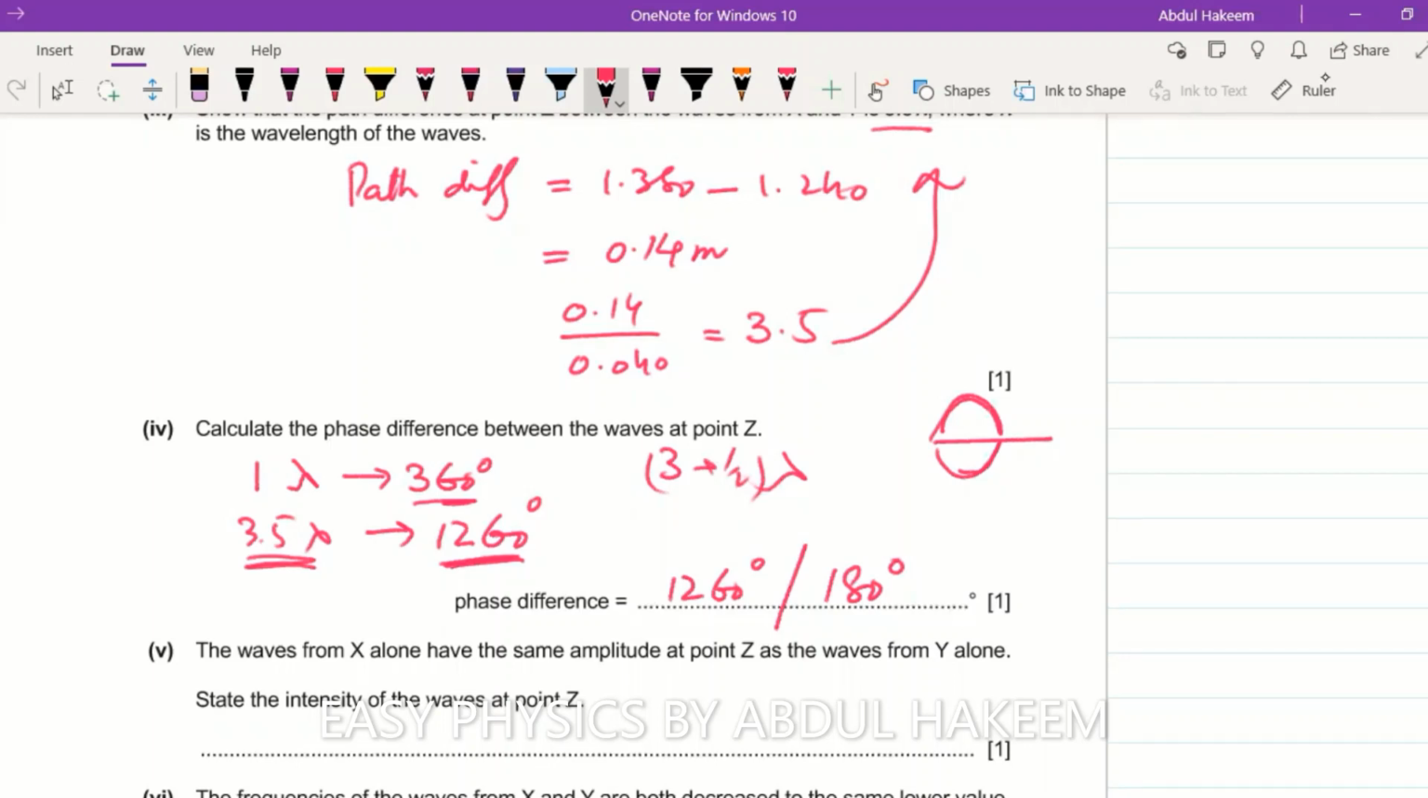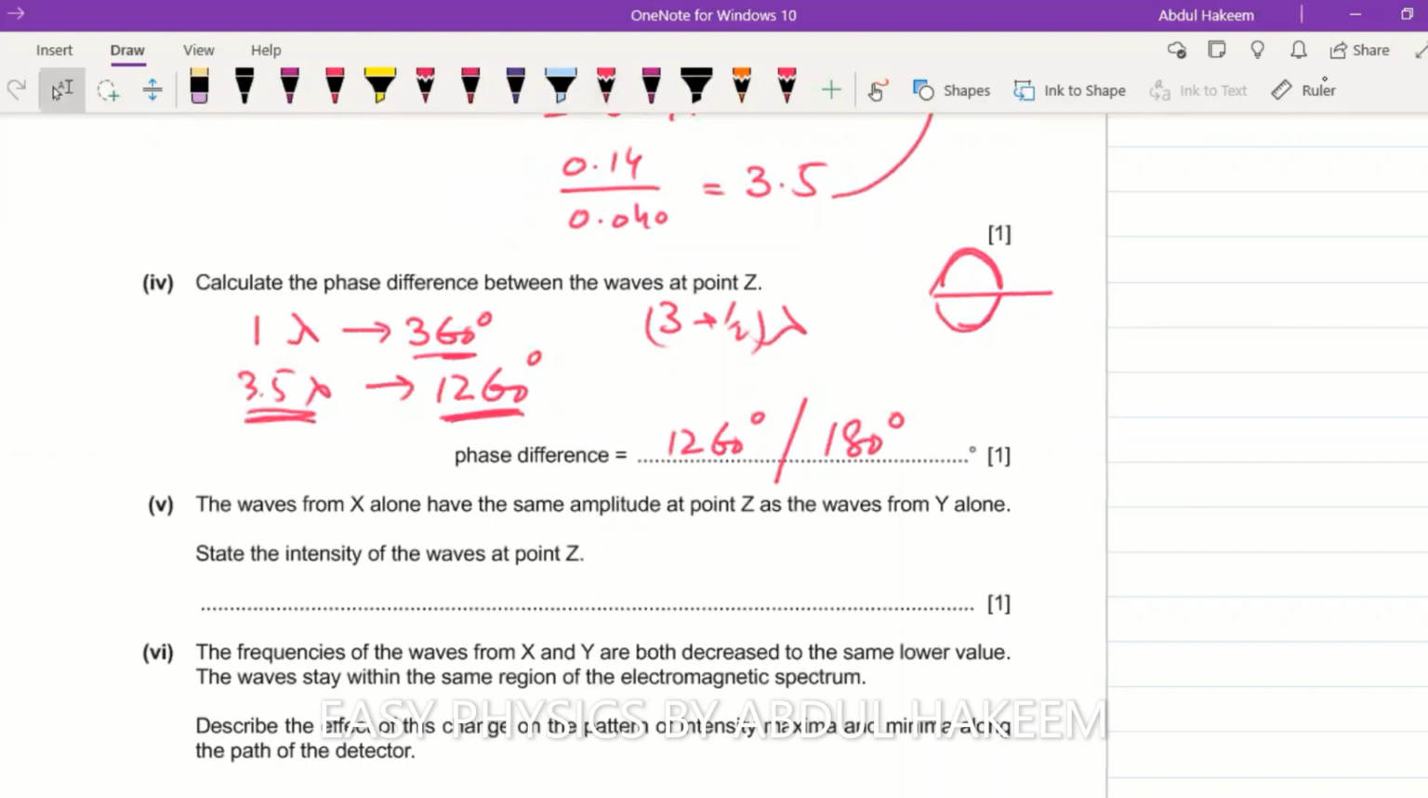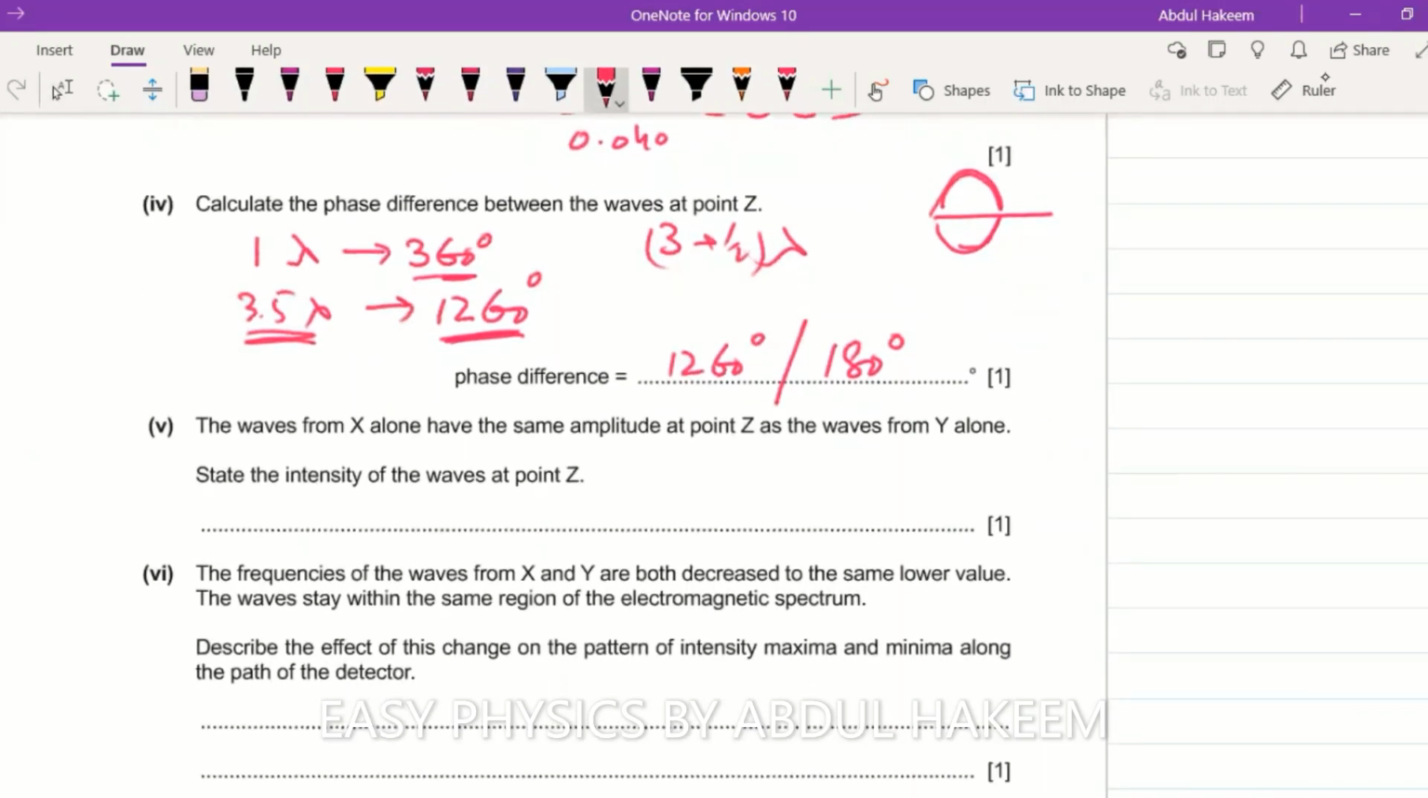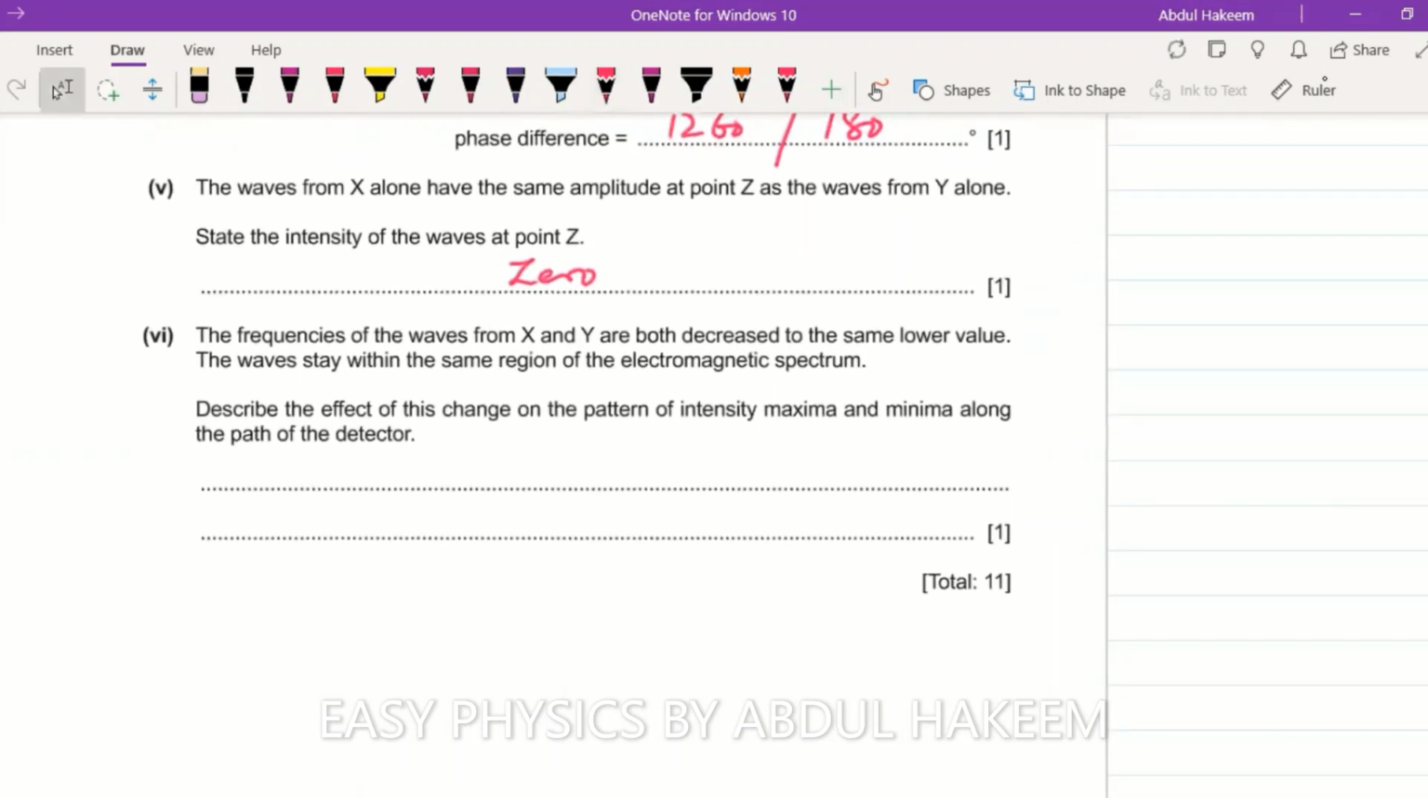So for 3 lambda, the points will remain in phase, but due to the half lambda, they are out of phase, so we can write 180. Now, due to this 180 phase difference, there will be destructive interference. State the intensity of the wave at the point Z. So the intensity will be 0 due to destructive interference.